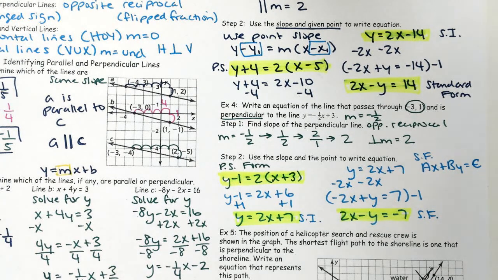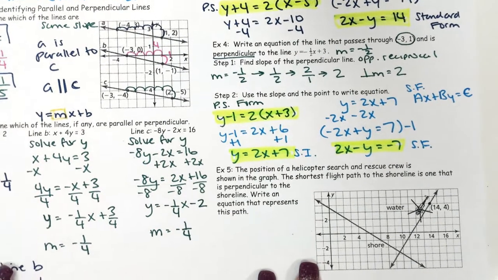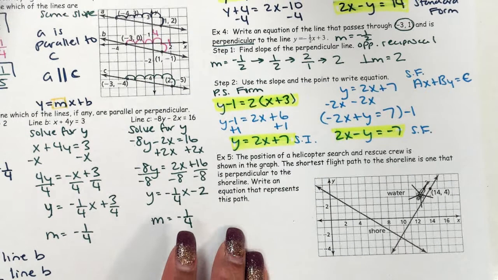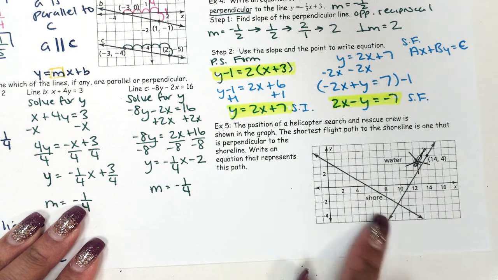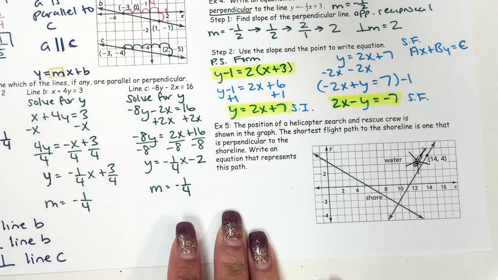So now we're going to our last example, which is a word problem. It says, the position of a helicopter search and rescue crew is shown in the graph. The shortest flight path to the shoreline is one that is perpendicular to the shoreline. Write an equation that represents this path. So we have the water and the helicopter, and then we have the shoreline. These two lines are supposed to be perpendicular to each other.